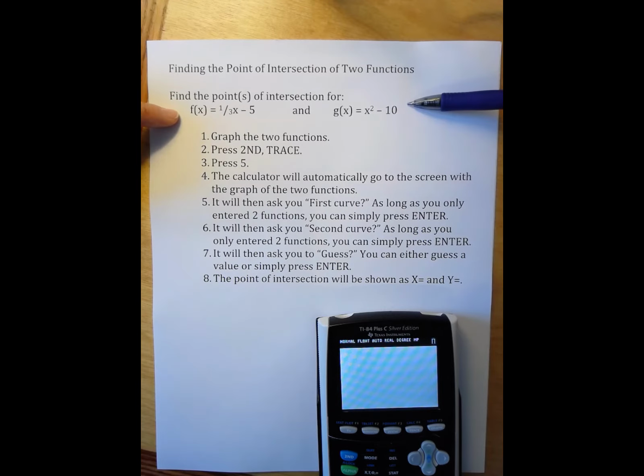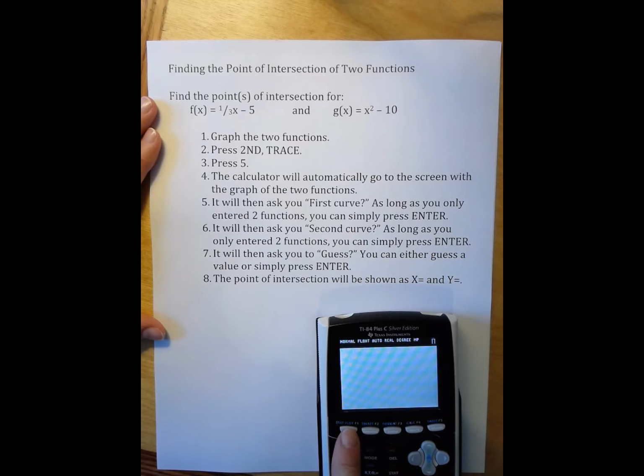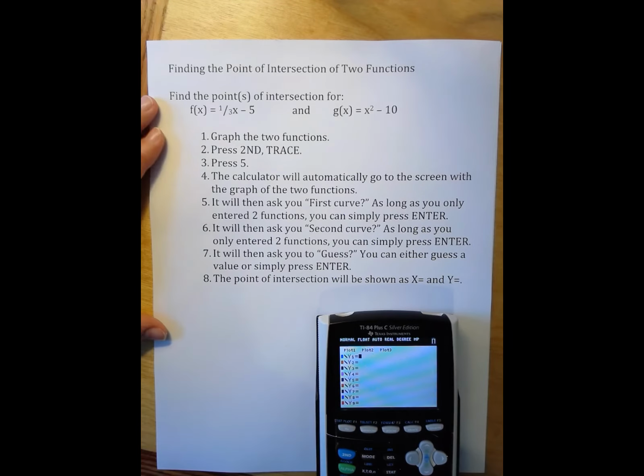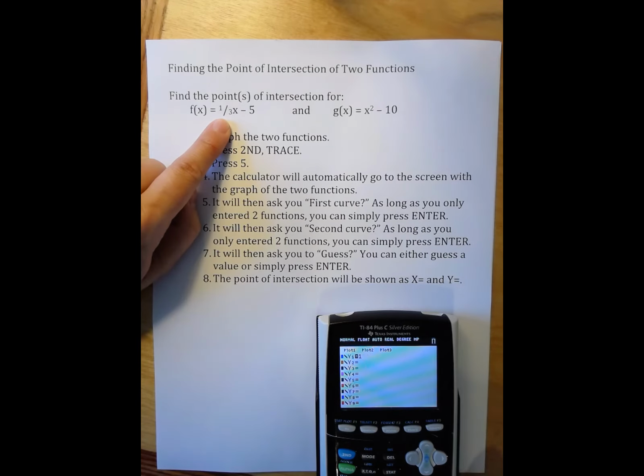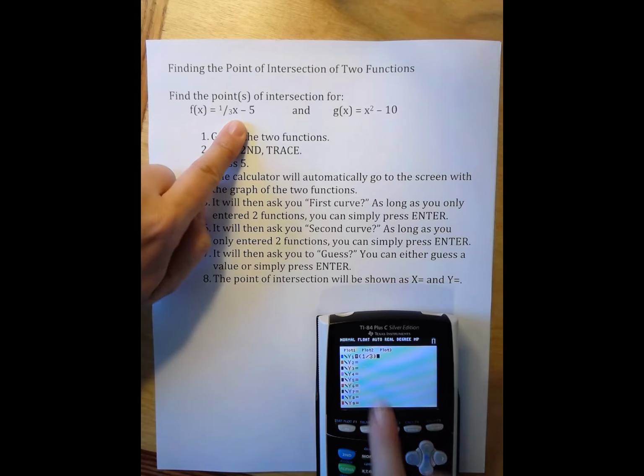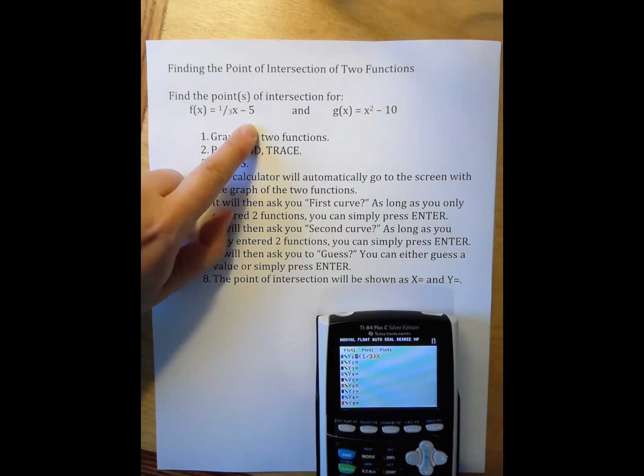These are explicit functions, so if you need to go back and look at the notes for graphing explicit functions, please do. I'm going to run through it pretty quickly. So I have my y equals, I have 1 divided by 3. Actually, let's use parentheses just to make sure that the calculator does the order of operations correctly. So 1/3 times x minus 5.